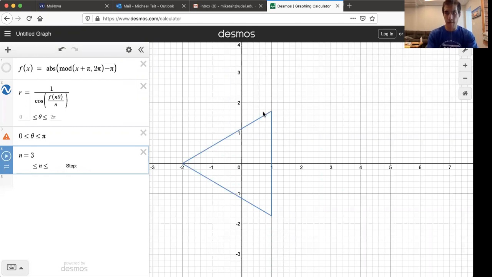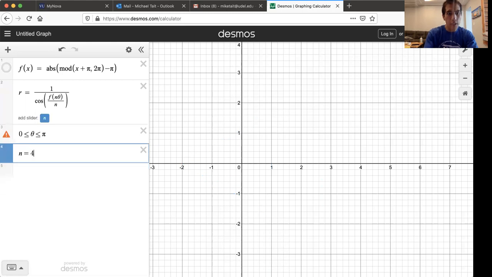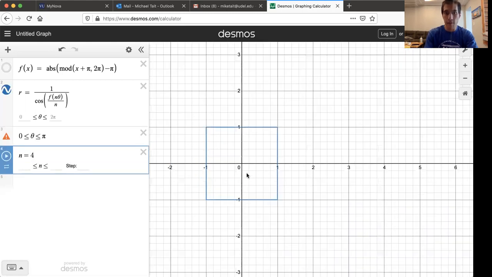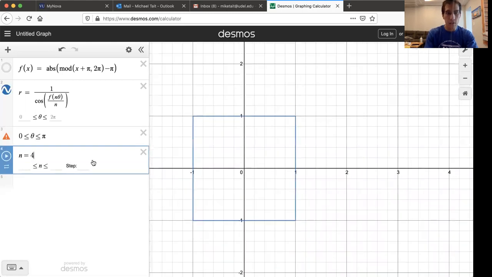So the first one is I want to draw a regular polygon. This first picture here is a triangle, a polygon with three sides, and I'm just going to increase the number of sides. If I do four sides, then I get a square. If I do five sides, I get a pentagon. If I do six sides, I get a hexagon. And I'm going to keep going.